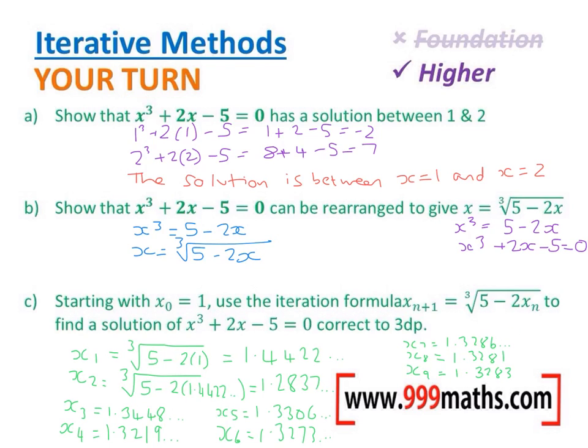x7, x8, x9. Now if you look very carefully at x8 and x9, you'll see that these do round correctly to 3 decimal places to the same value, because they both round to 1.328. So that is the solution to this iteration equation.